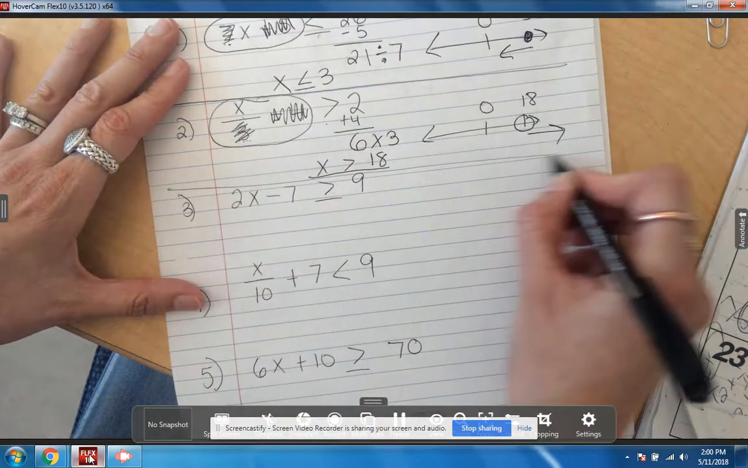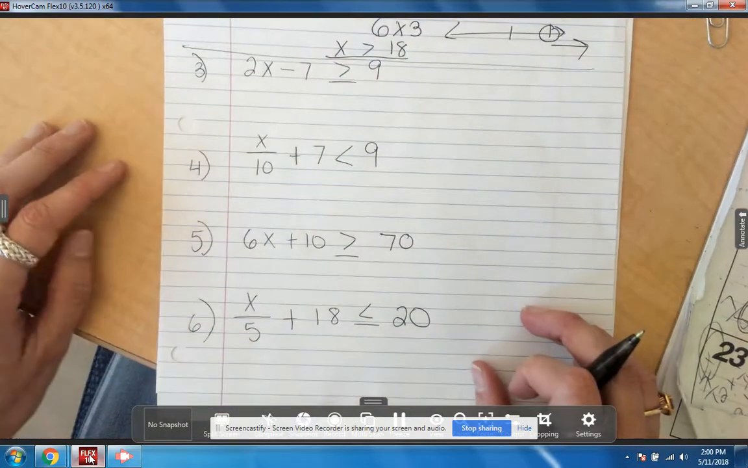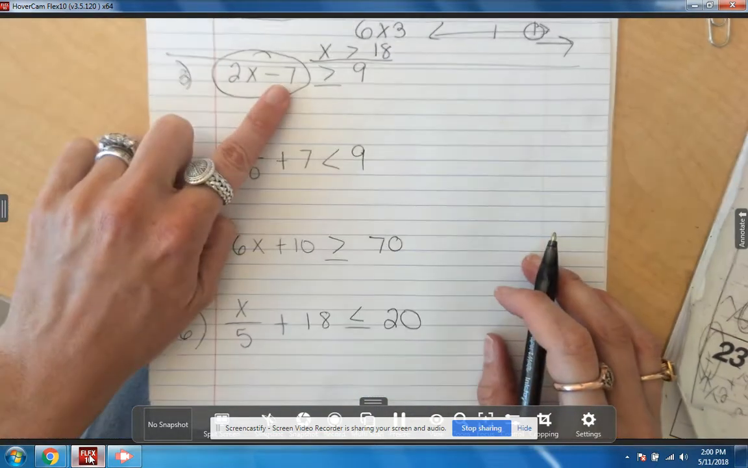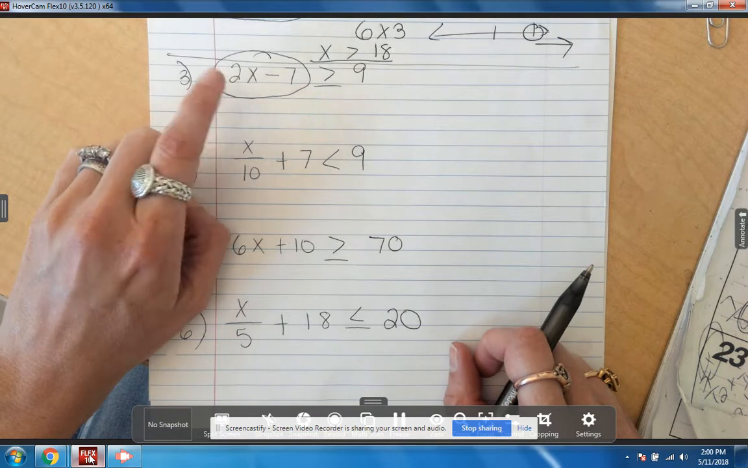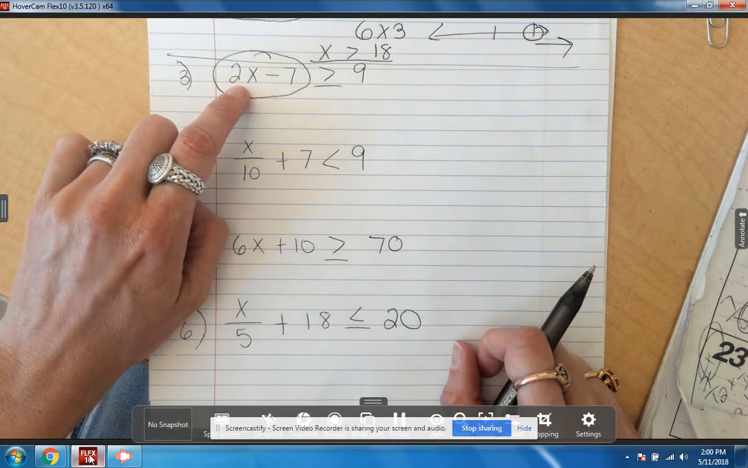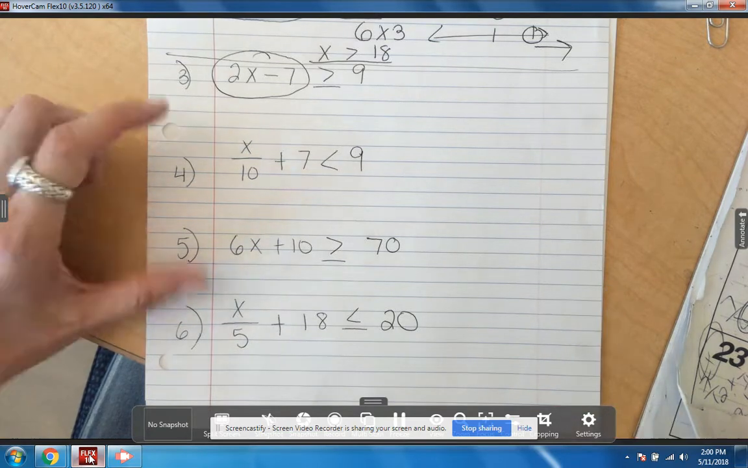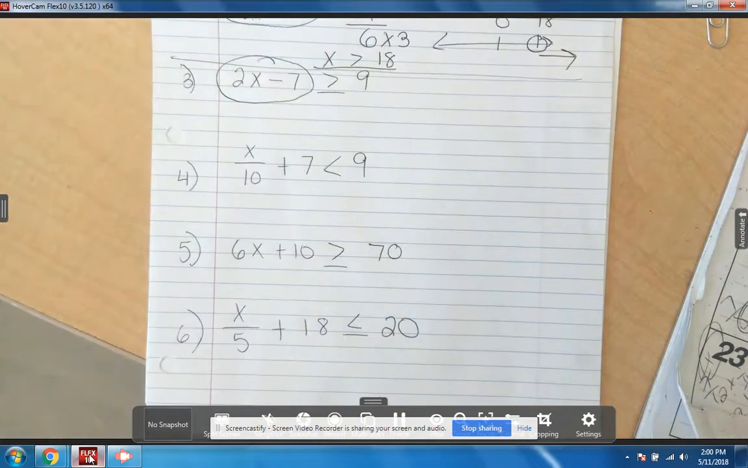Okay, you guys are going to pause and do these 4. So remember, circle the side with the letter. Do the opposite of adding or subtracting first. Then take that answer, do the opposite of multiplying or dividing. Then you bring down your symbol and your letter just like before. Okay, and then you're going to graph it. So you're going to do these 4, and that's it. Check in with me when you're done.